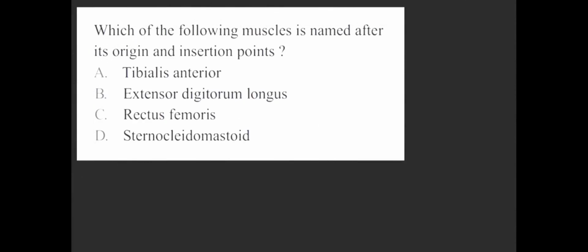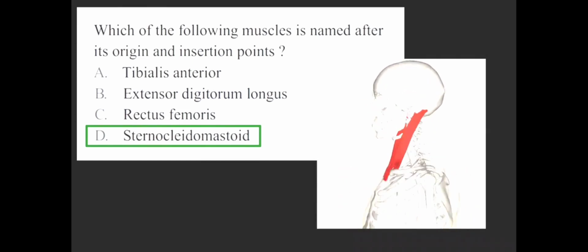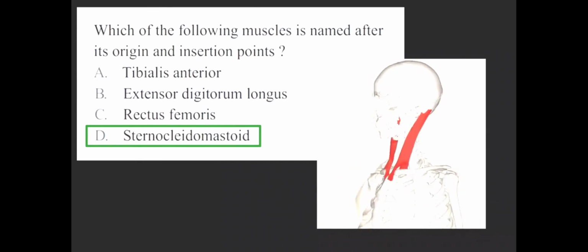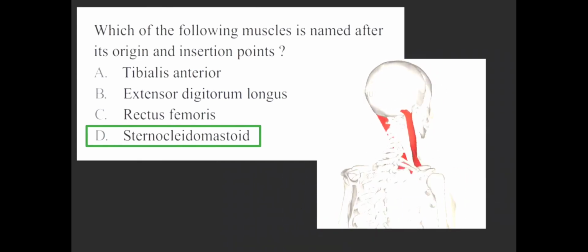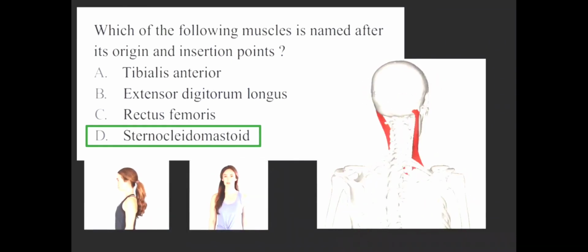Which of the following muscles is named after its origin and insertion points? A. Tibialis anterior. B. Extensor digitorum longus. C. Rectus femoris. D. Sternocleidomastoid. And the correct answer is D. Sternocleidomastoid. The sternocleidomastoid has its origin on the sternum and clavicle, while its insertion is on the mastoid process. It is one of the largest and most superficial cervical muscles. It is a thick muscle on each side of the neck, the action of which assists in bending the head and neck forward and sideways.